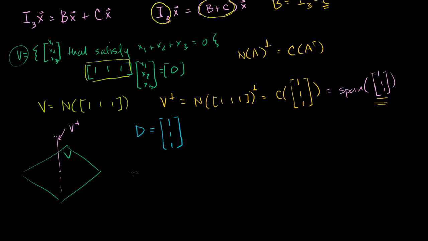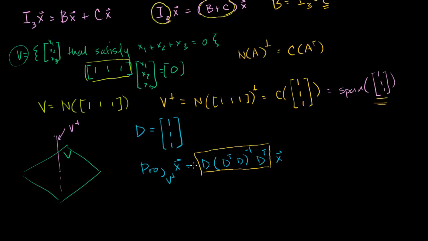And we learned in the last video and the video before that the projection of any vector in R3 onto V's orthogonal complement is going to be equal to D times D transpose D inverse times D transpose times x. Or another way to view it is that this thing right here is the transformation matrix for this projection. That is the transformation matrix.